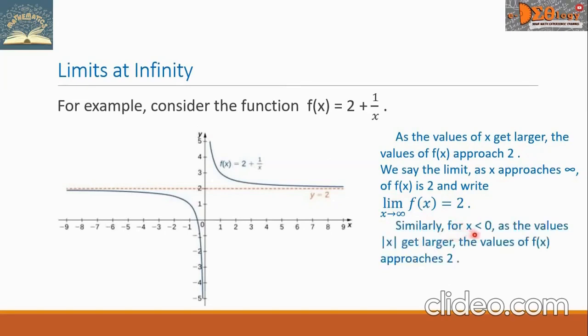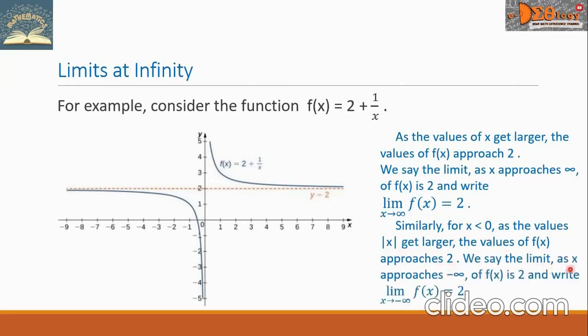Similarly, for x less than 0, as the absolute value of x gets larger, the values of f of x approach 2. We say the limit as x approaches negative infinity of f of x is 2 and write limit of f of x as x approaches negative infinity equals 2. Now, the line y equals 2 is a horizontal asymptote of the function.